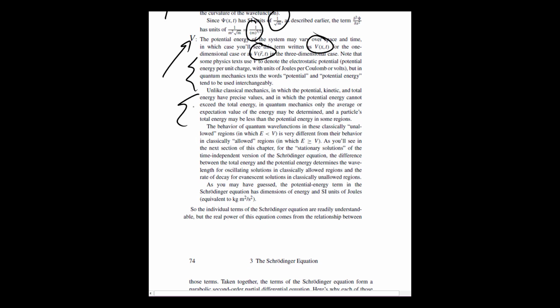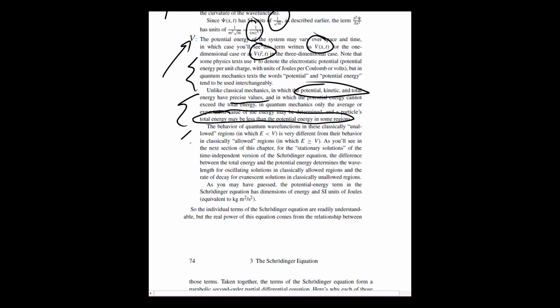This paragraph points out a couple differences between classical and quantum, including the fact that in classical mechanics, potential, kinetic, and total energy have precise values, whereas in quantum mechanics, it's only the expectation or average value that you're going to get to know. And in classical mechanics, the potential energy can never be greater than the total energy, but in quantum mechanics, the total energy may be less than the potential energy.